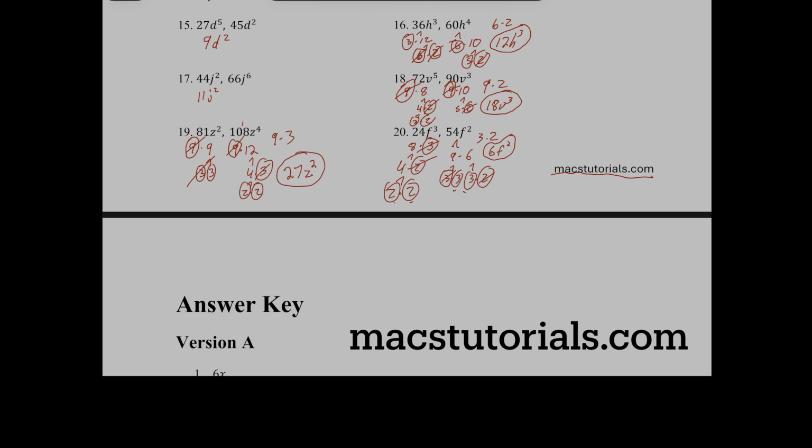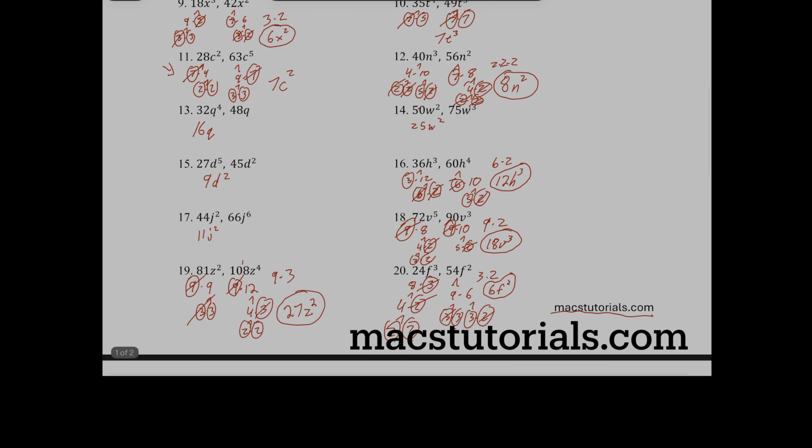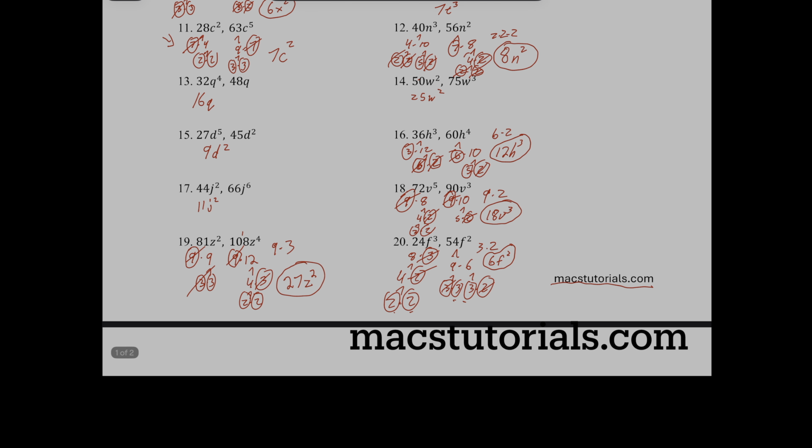All right, so there it is. Now, some of these, when the numbers are small, you can usually find it in your head. But as they get bigger, that's the process. That's what you do. You just start breaking down the numbers, and you start finding pairs, and you pull them out. Okay? So I hope that helped you.